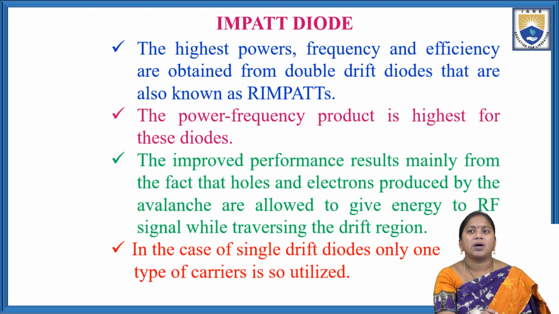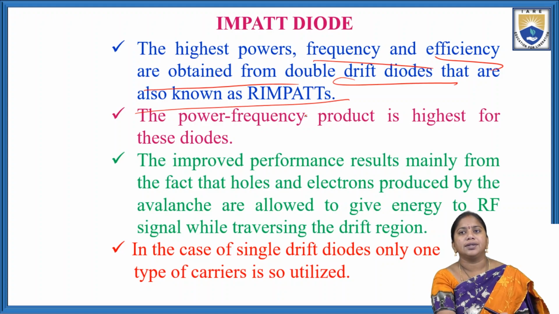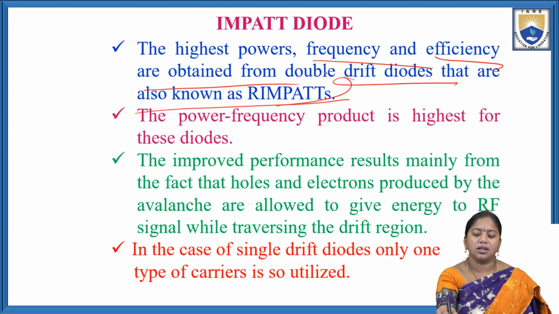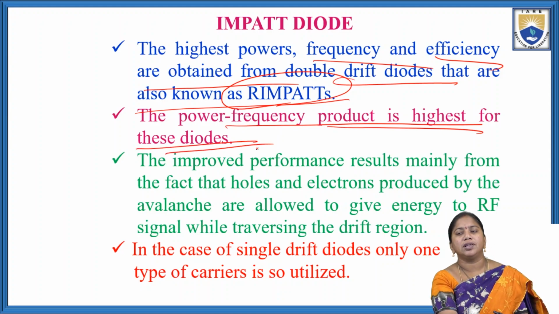The highest powers, frequency and efficiency are obtained from the double drift diodes, known as the R impacts, compared to single drift diodes. The power frequency product is also highest for these diodes.